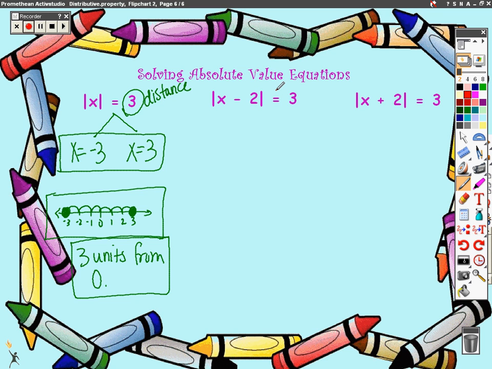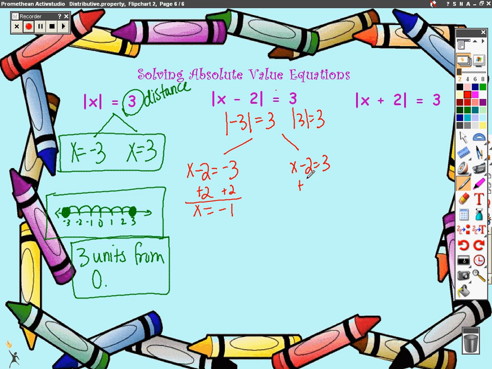But this one I'm going to do a little bit differently. Remember that whatever is on the inside, if I had the absolute value of negative 3, that is equal to 3. If I had the absolute value of 3, that's also equal to 3. So what is on the inside could either be equal to negative 3, or what is on the inside could be equal to a positive 3. So I'm going to add 2 and add 2, x is equal to negative 1. I'm going to add 2 and add 2, x is equal to 5. Here is the equation part of it.